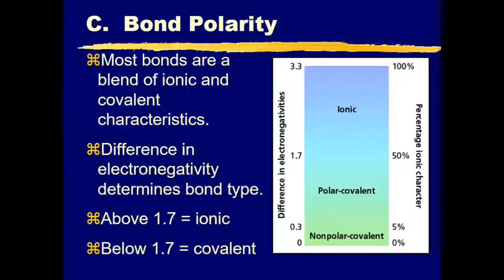So, moving on, we're going to look at bond polarity. Polarity is a new word for you here. It's going to come up over a few different chapters, so might as well get it pat the first time. Most bonds are going to be a blend of ionic and covalent characteristics. It's typically not black or white, but there is going to be a gray area. The difference in electronegativities will determine your bond type.